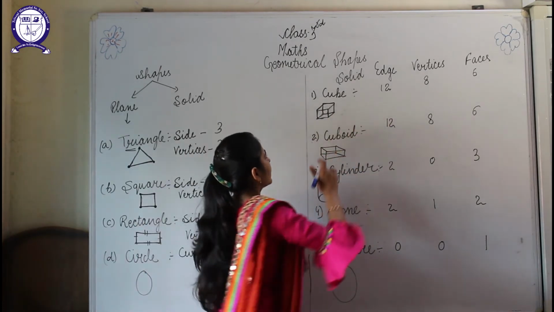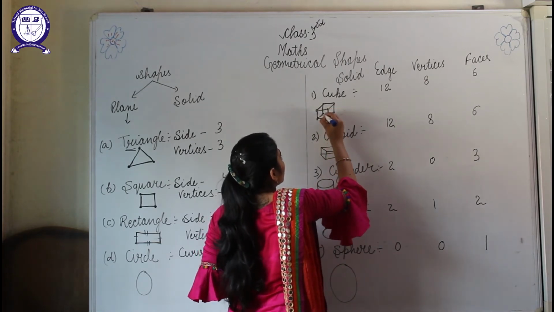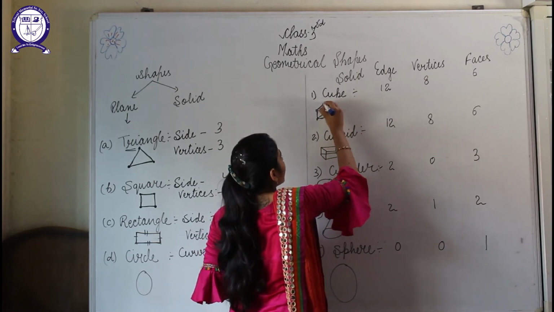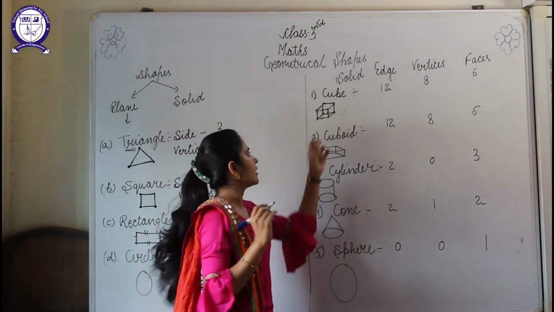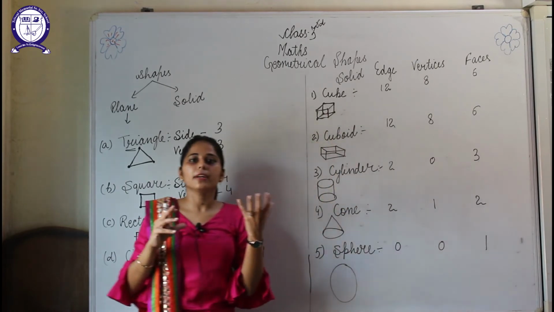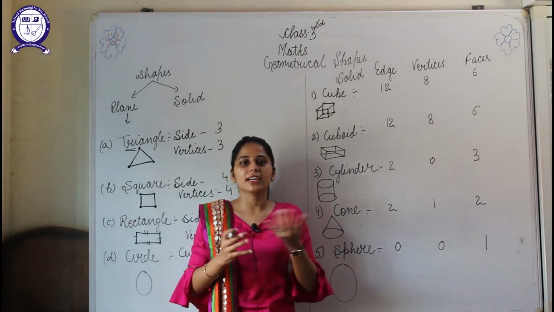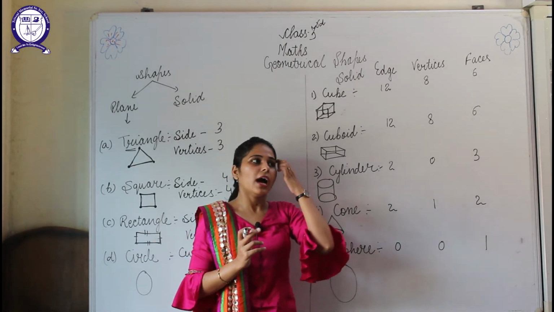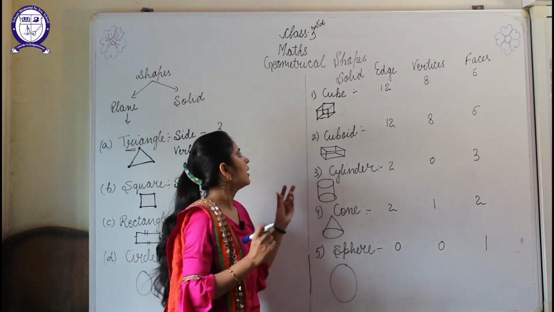Now 12 edges and how many corners? 1, 2, 3, 4, 5, 6, 7, 8. 8 corners or 8 vertices are there. And how many faces? 6 faces. A cube can be compared to the dice that we use to play Ludo, and some erasers are also in the shape of a cube.